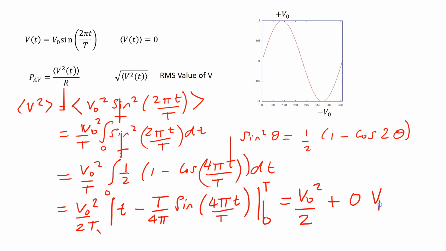Therefore, the root mean square value is the square root of this quantity, or V0 over the square root of 2, or about 0.7 times V0, or V0 over about 1.4.